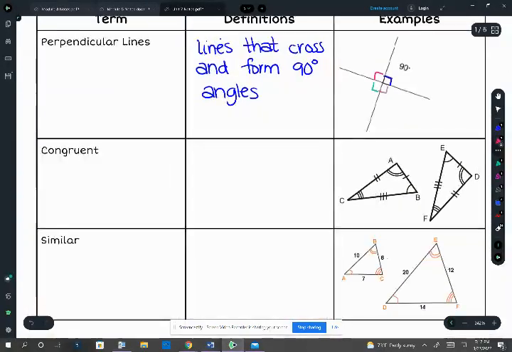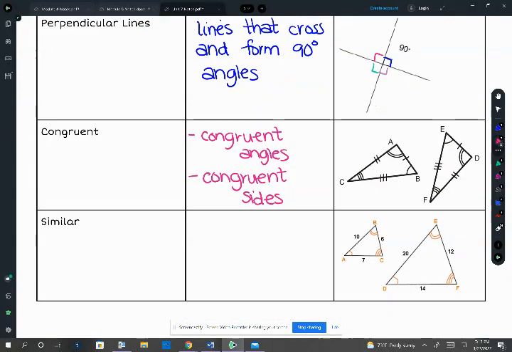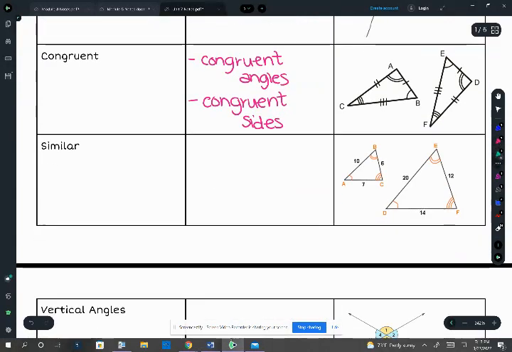If I talk about congruent shapes, it means that you have congruent angles and you have congruent sides. So if two shapes have congruent angles and congruent sides, then the figures are congruent, or the same. Whereas similar means that you have congruent angles and your sides are proportional.